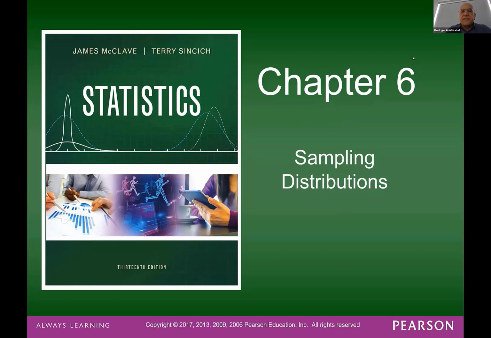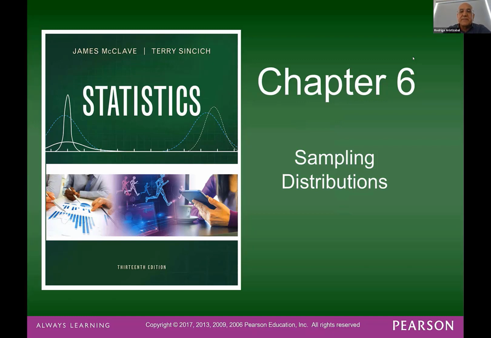Let's start chapter 6. The title of this chapter is Sampling Distribution. Before we start this chapter, I would like you to think about these two words. What do you think sampling distribution is? What is your expectation in this chapter? What do you think we are going to study? Try to think about it.